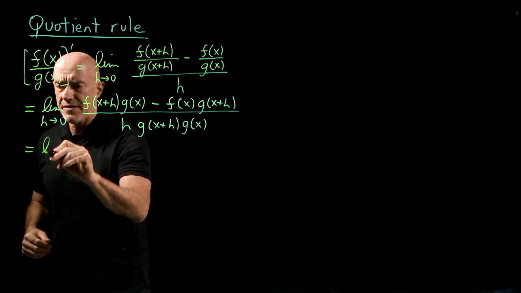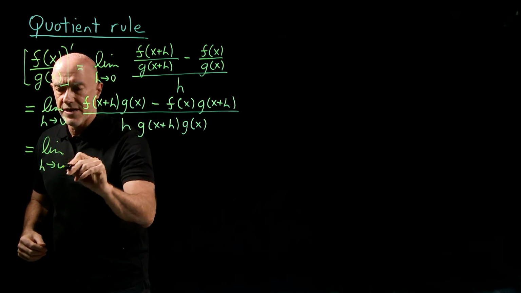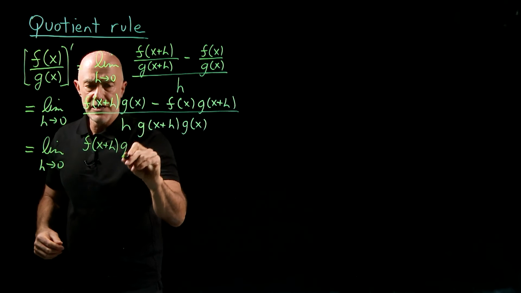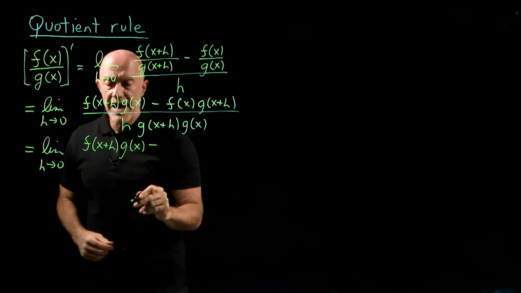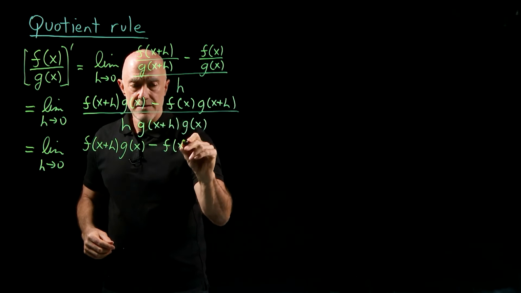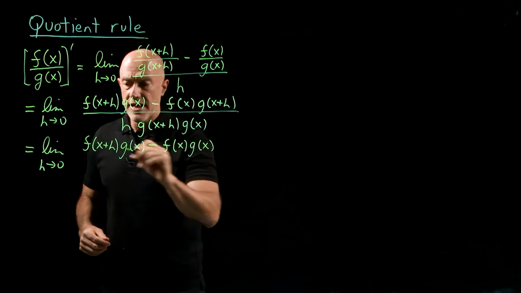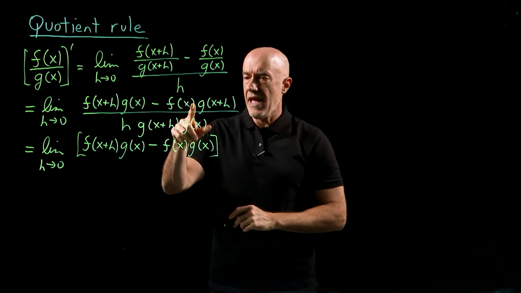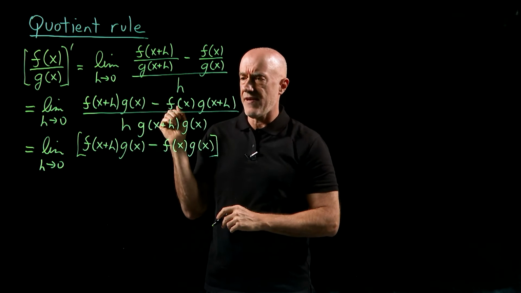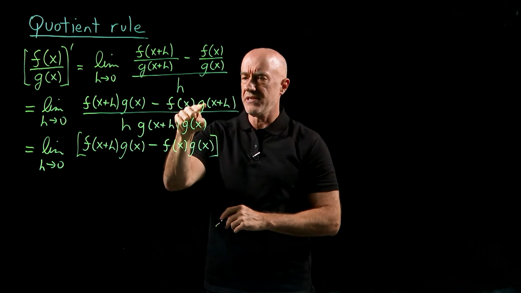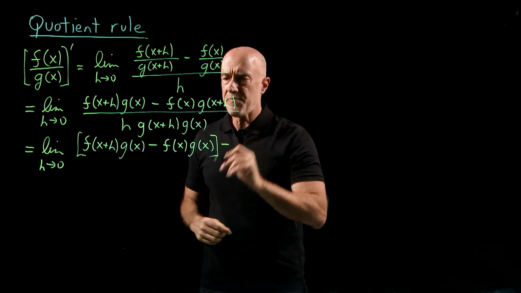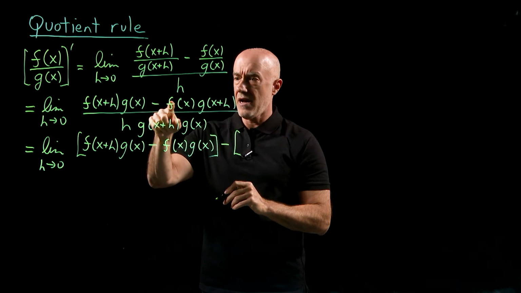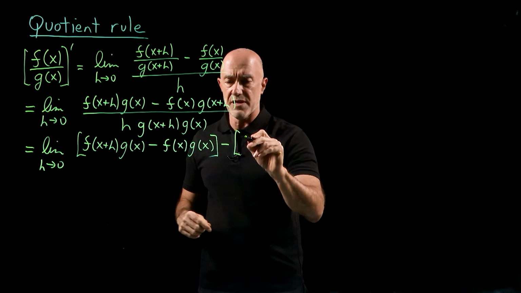So this is the limit as h goes to 0. So we have f of x plus h times g of x, and then we subtract f of x times g of x. So that will be the first group of terms we work with. And then we're going to add f of x times g of x. So this is a g of x plus h. So let's keep the minus sign here. And then we'll have f of x times g of x plus h.